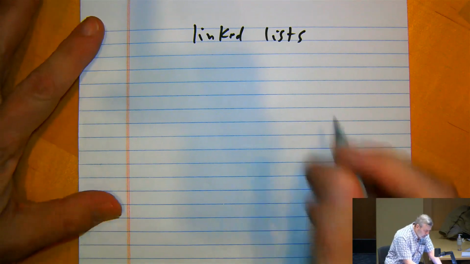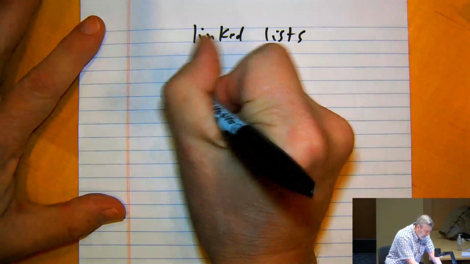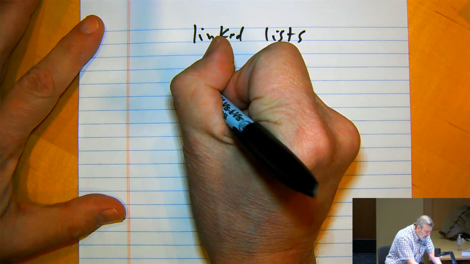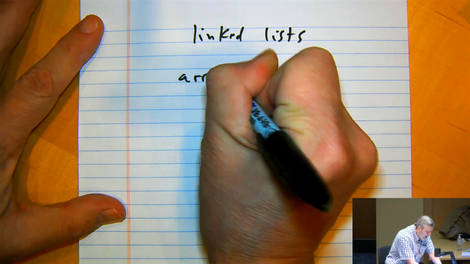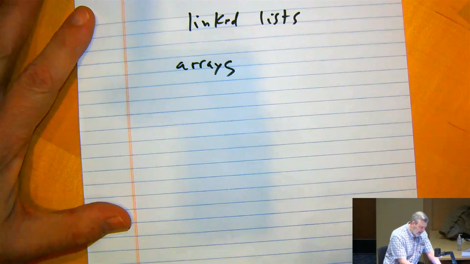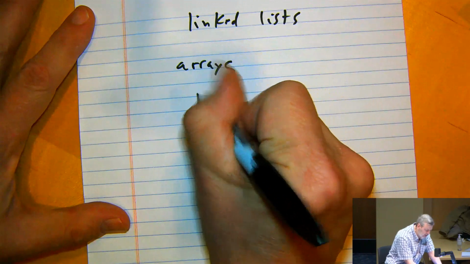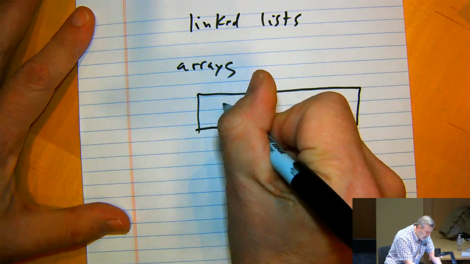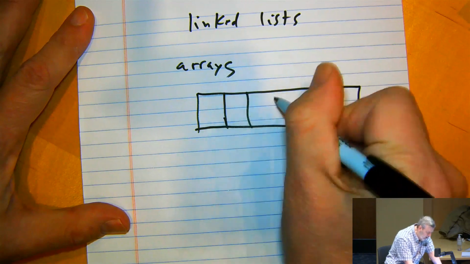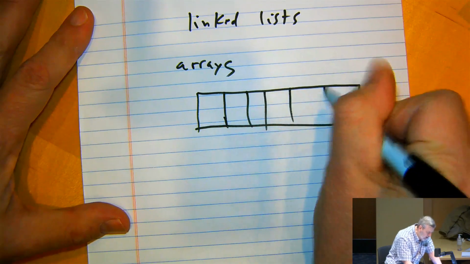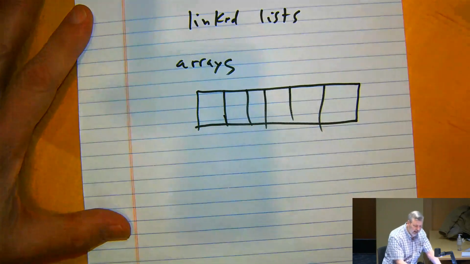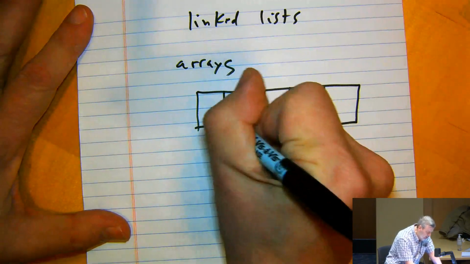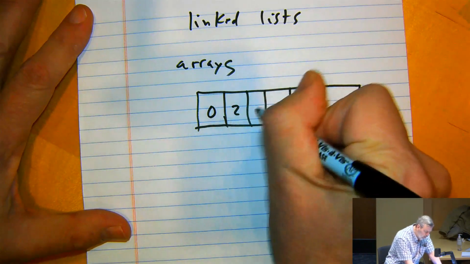I wanted to say a little bit, before we get to talking about the linked lists themselves, we've been talking about arrays, and I wanted to draw a contrast between arrays and linked lists. So let me try drawing an array with 1, 2, 3, 4, lots of space here, 6 different elements in it. And suppose that it had the values 0, 2, 40.